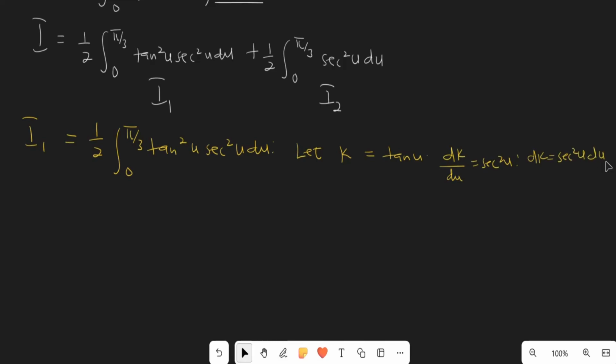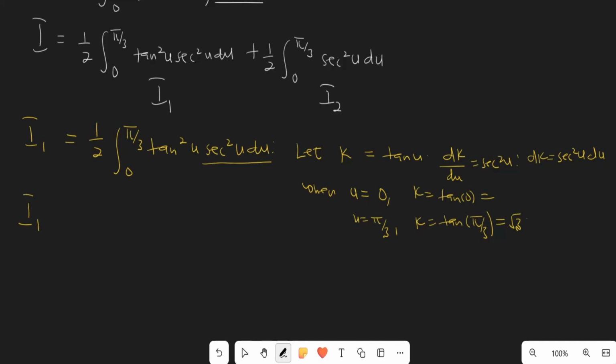So in place of secant square u du, I'm just going to replace with dk. And now the change in limits. When u is 0, that is the lower limit, k is going to be tan of 0. Tan of 0 is 0. When u is pi over 3, k is going to be tan of pi over 3. Tan of pi over 3 is tan of 60, and tan of 60 is the square root of 3.